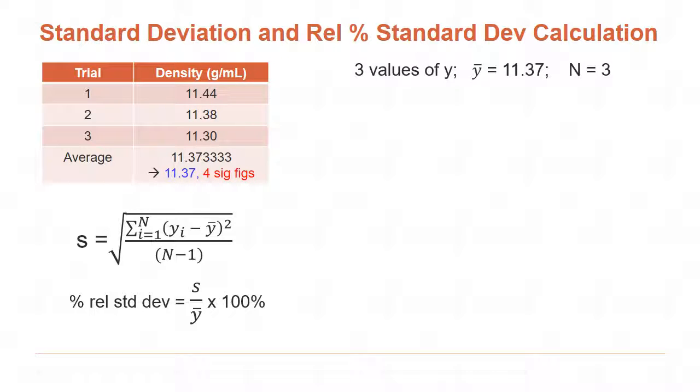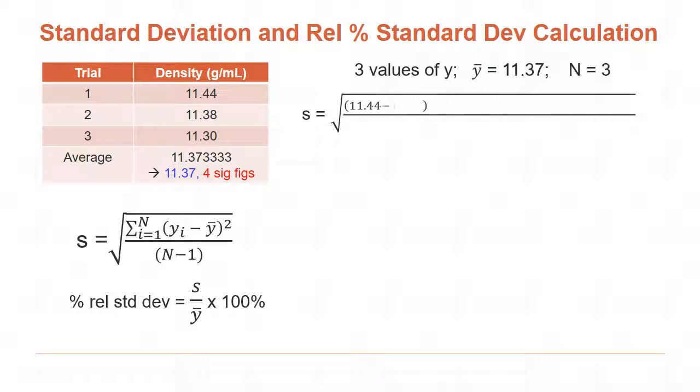I have 3 values of y, my 3 trials. There's my y bar, is 11.37, and then n, number of samples, is 3 this time. So let's write out the standard deviation equation. So here, S is going to be the square root of my 11.44 minus 11.37 squared, the 11.38 minus the 11.37 squared, and plus the 11.30 minus 11.37 squared. All of that is over 3 minus 1. In this case, my n is equal to 3.